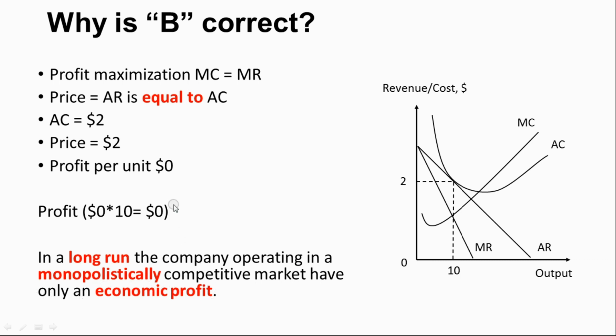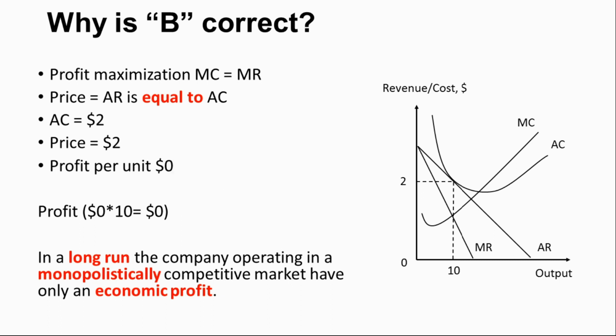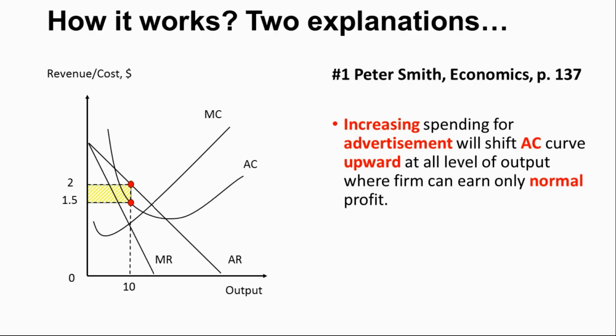Okay, make sure that 0 does not mean that the company has no profit. It just tells us that the company has no supernormal or abnormal profit. The company is receiving only economic profit. Okay, what is the explanation for this?